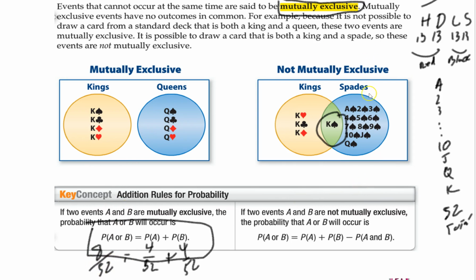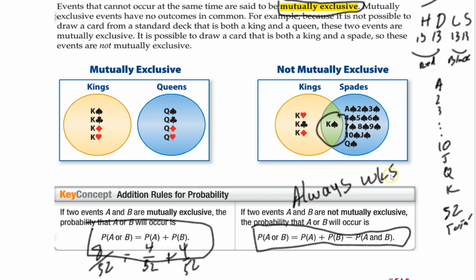What if they have something in common? Then it gets a little trickier. So there's this formula, and I love this formula. Why? Because it always works. That's why I love it so. We're going to use this formula a lot. So what it says is, hey, what's the probability of getting a king? Well, there's 4 kings out of 52. Then it says, what's the probability of getting a spade? Well, there's 13 spades out of 52.